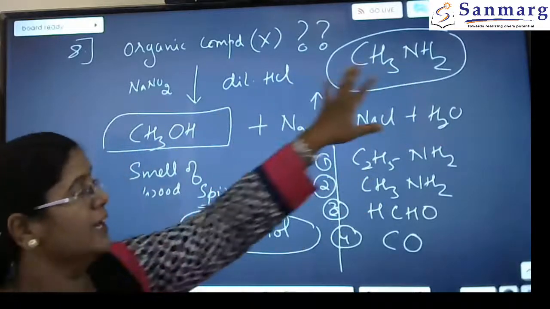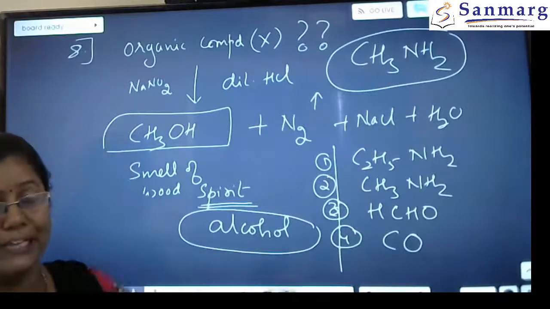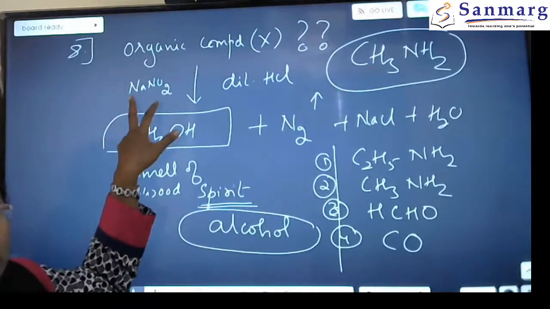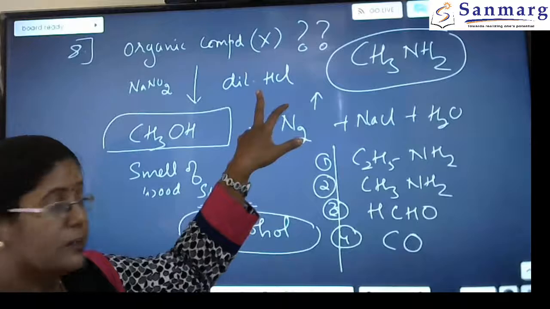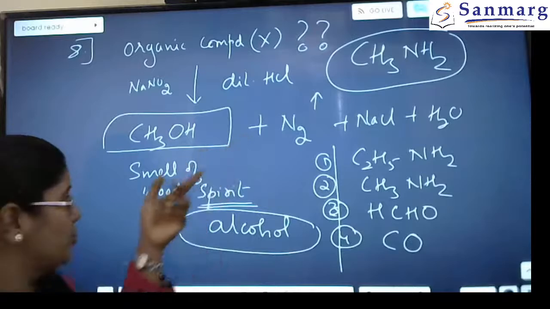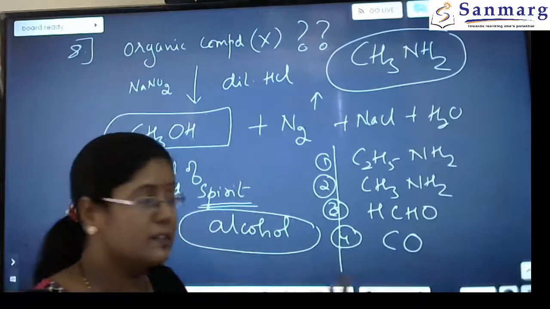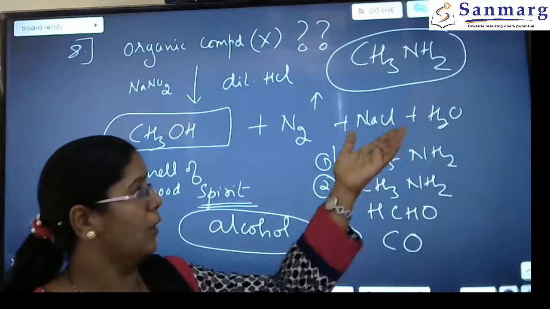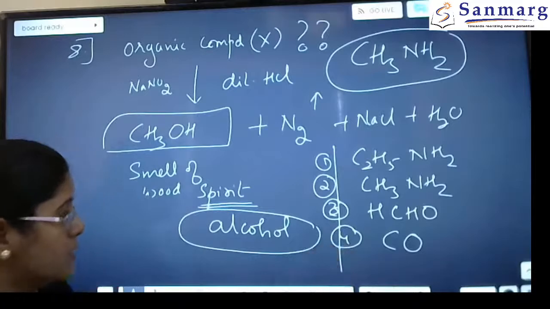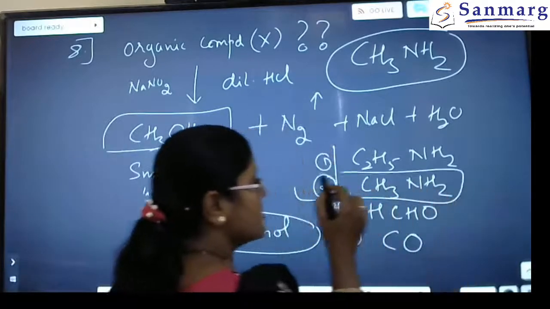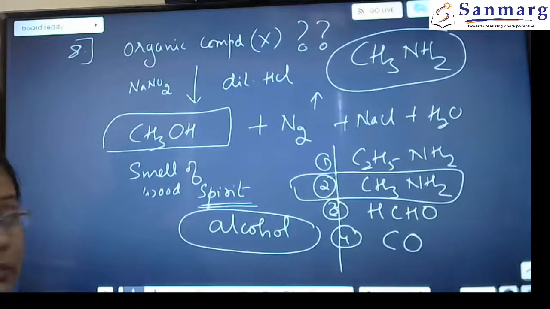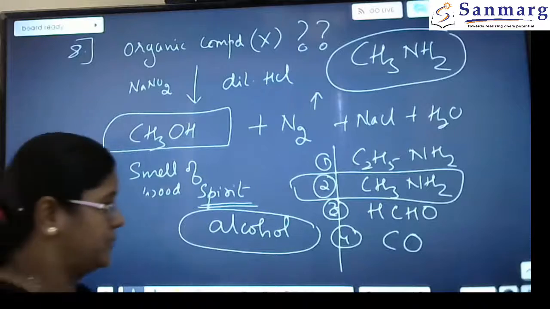Since it is methyl alcohol, X becomes methylamine. Methylamine, CH3NH2, reacts with sodium nitrite in acidic medium, and you get methyl alcohol. Methylamine is converted to methyl alcohol, nitrogen gas is liberated, along with water and sodium chloride. So X here is the second option, methylamine. Okay, so this is X.